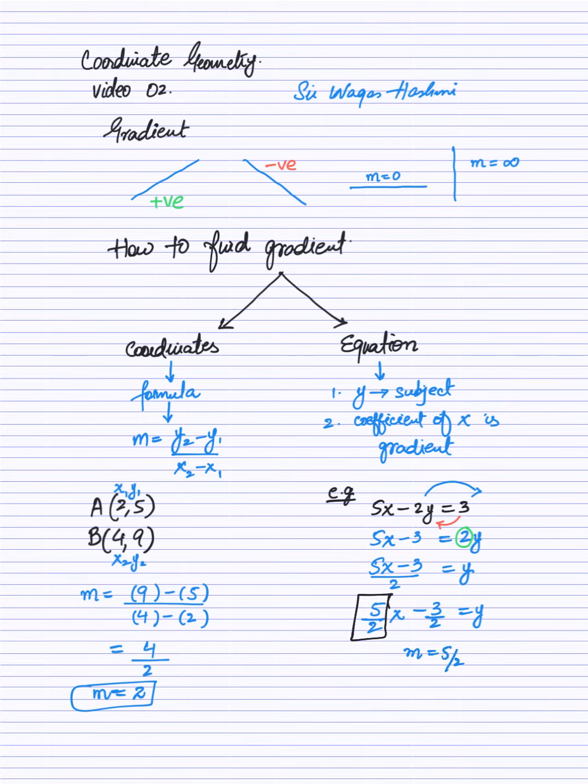So whenever you have an equation, the first step is you need to make y the subject, like I did here. And once y is the subject, the coefficient of x, which means whatever is written with the variable x, is your gradient, and that is the method.